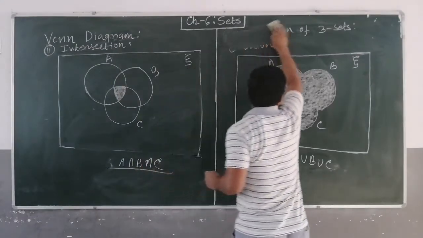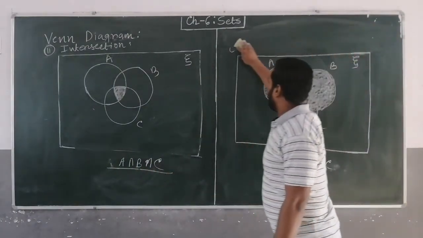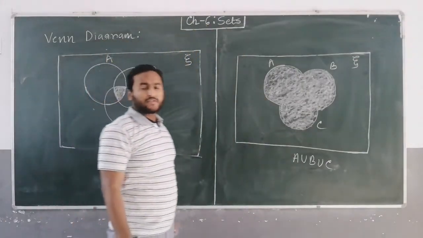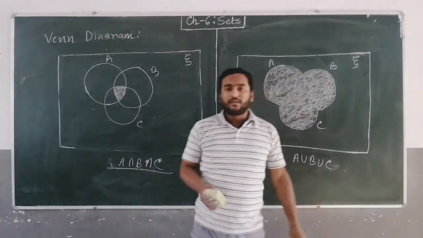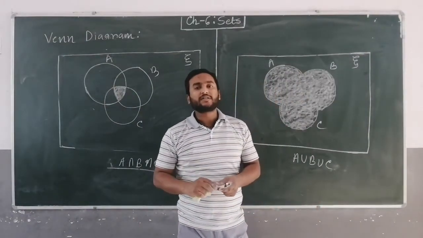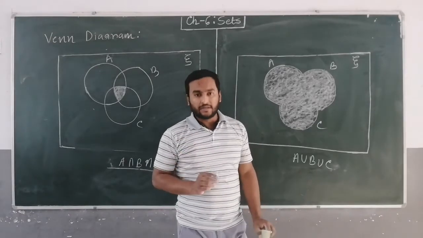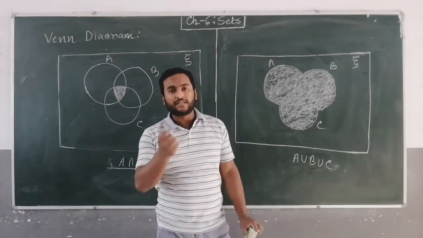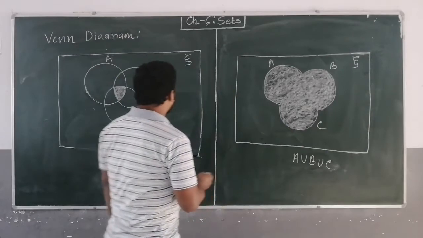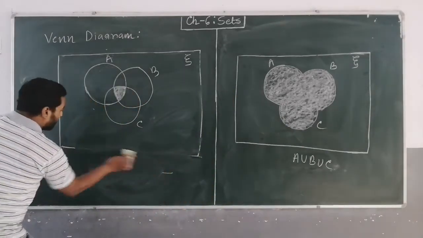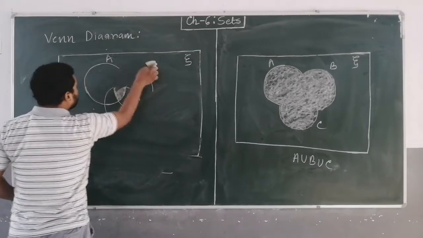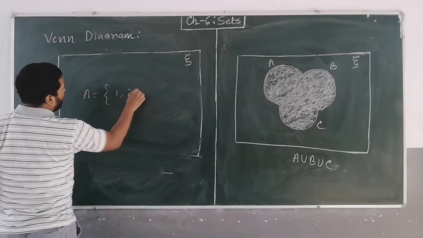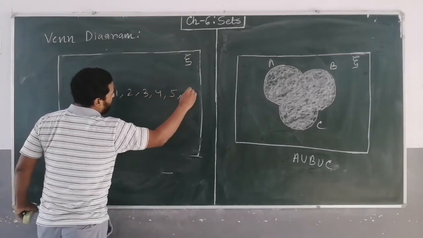Now come to the next topic, that is cardinal number. What do you mean by cardinal number? The cardinal number of a set is defined as the number of elements present in a set. Suppose one set is here, A equals 1, 2, 3, 4, 5, 6.